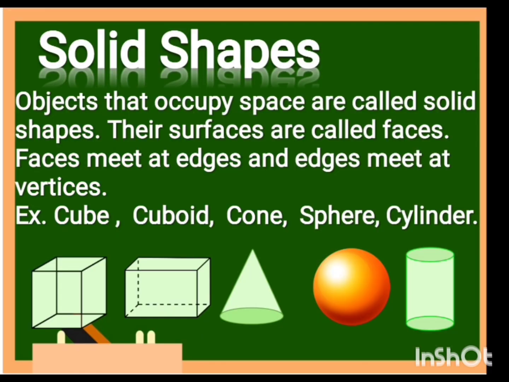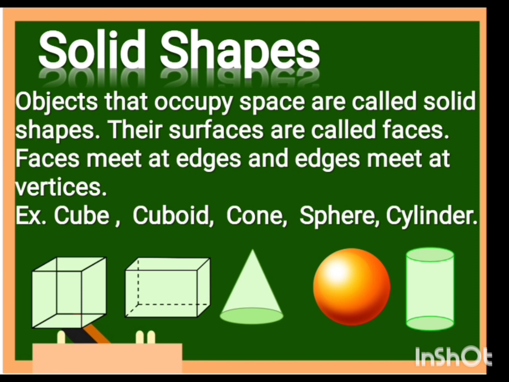What are solid shapes? So one definition is here. Objects that occupy space are called solid shapes. Suppose you sit on the bench, right? So you also occupy space. If you keep one box in one corner of your room, you know that the box also occupies space. So that box is also a solid shape, right?